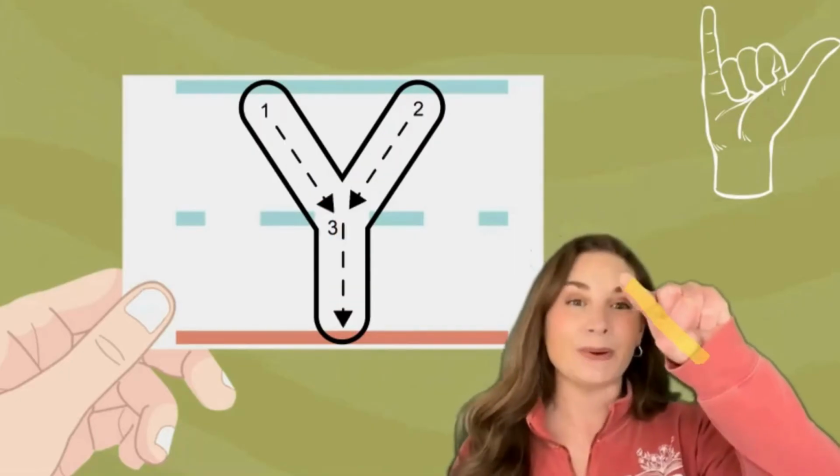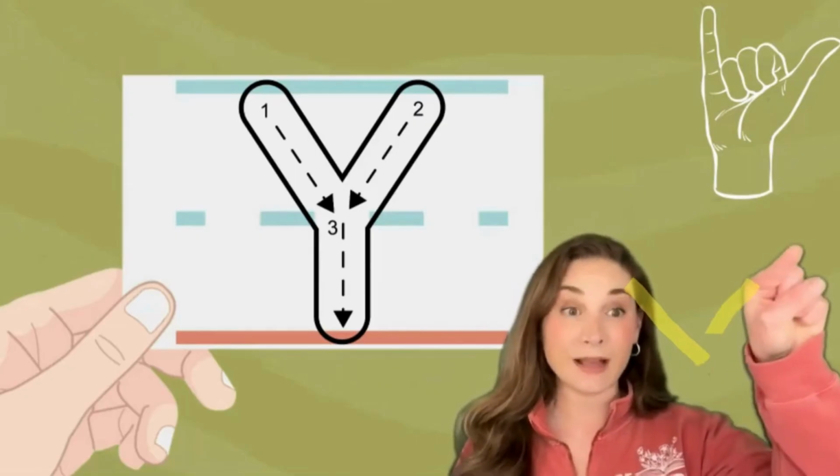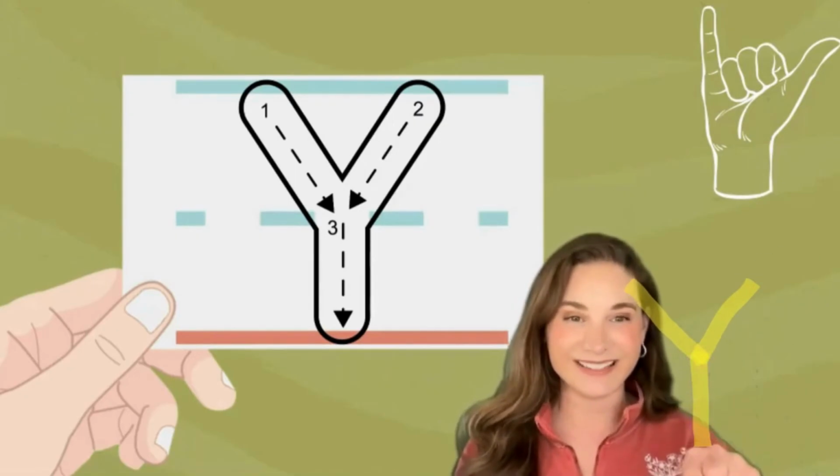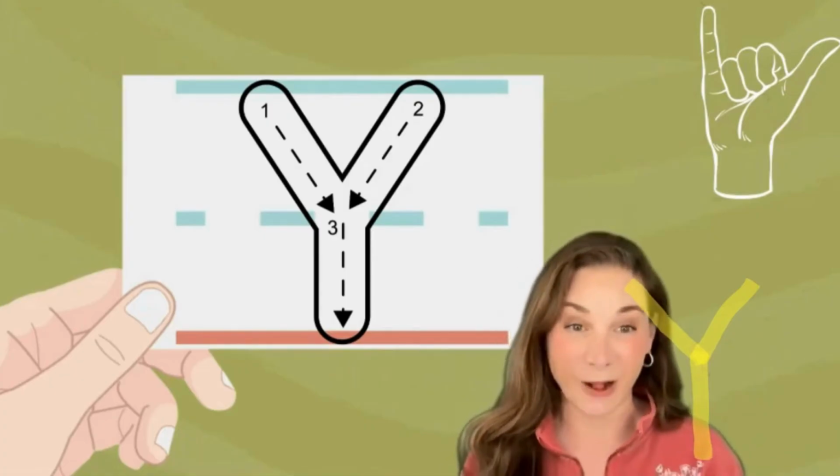Now let's trace the letter Y in the air together. Hopping to the top, we're going to do a slanted line to the middle, hop back up to the top, do a slanted line to the middle, and then do a vertical line from the middle to the bottom. That's how you write and trace the letter Y.